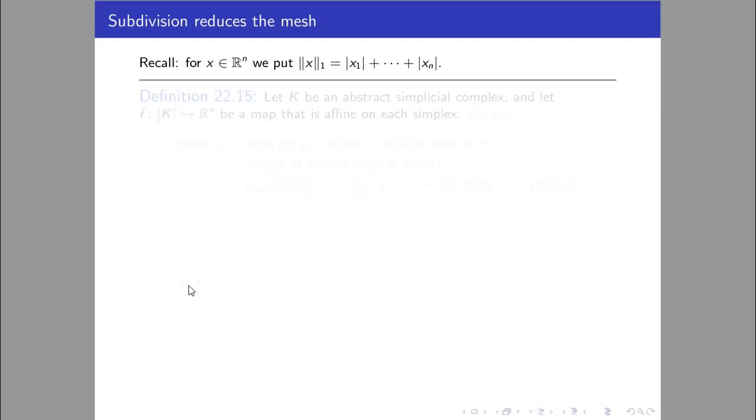The point about subdivision is supposed to be to reduce the size of simplices. So our next task is to quantify that and give an exact measure of what we mean by the size of simplices and prove that subdivision reduces it. So for that, the main ingredient we need is a measure of the distance between points in Rn. And of course, there are different versions of the distance in Rn.